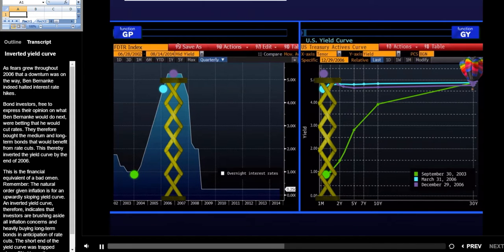This is the financial equivalent of a bad omen. Remember, the natural order given inflation is for an upwardly sloping yield curve. An inverted yield curve therefore indicates that investors are brushing aside all inflation concerns and heavily buying long-term bonds in anticipation of rate cuts. The short end of the yield curve was trapped above 5%, hence the inversion.